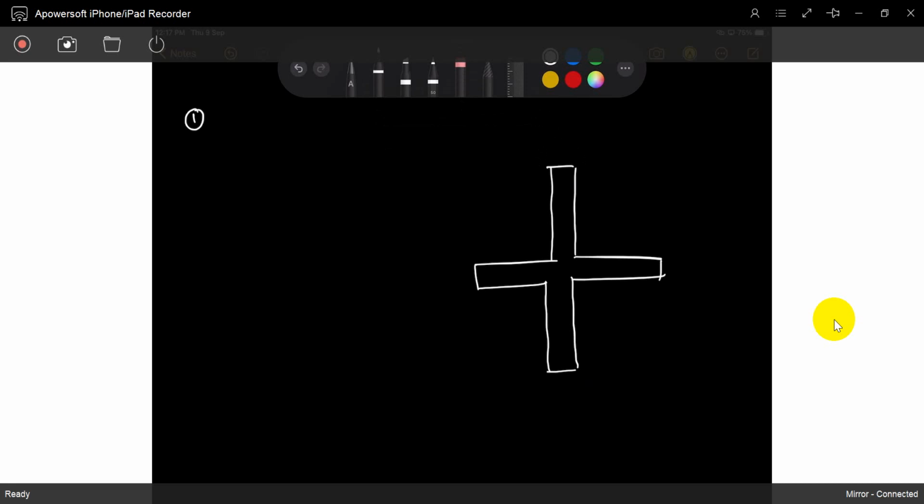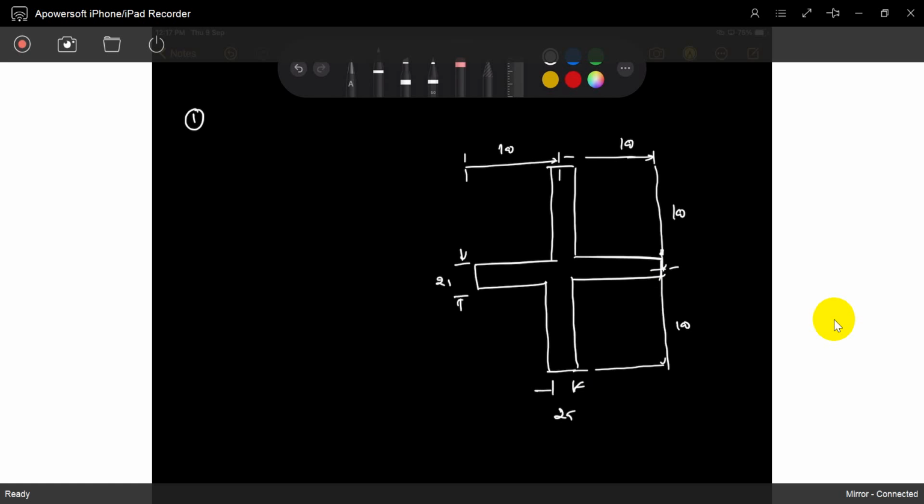It is a section like this. 100, 100, 100, 100. The thickness is 25. This thickness is also 25. So this is a section that looks like this. So find out the plastic moment, Mp. Sir, just find out the plastic moment.